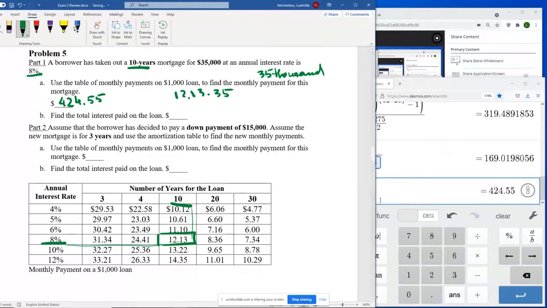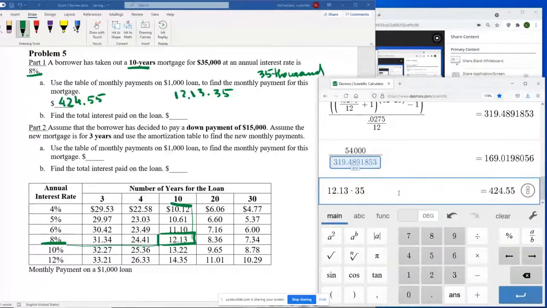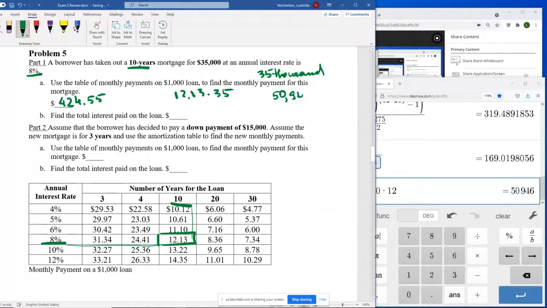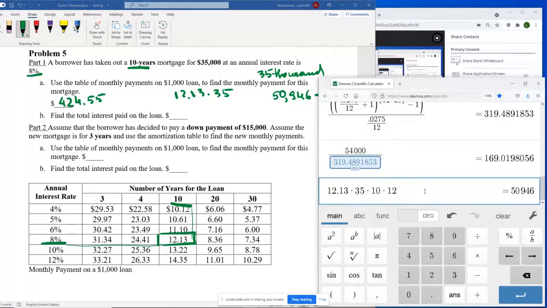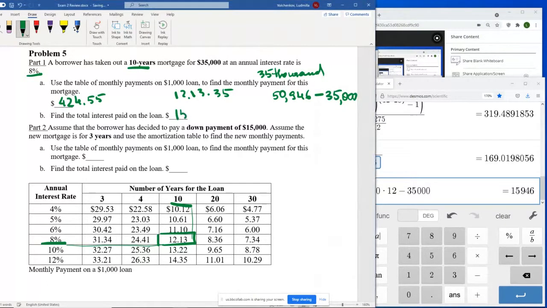Find the total interest paid on the loan. Okay, so this regular payment will be paid during 10 years, times 10, and during 12 months. So every year we pay 12 times, times 12. So in total you will pay $50,946 instead of 35,000. The total interest will be this minus 35,000.